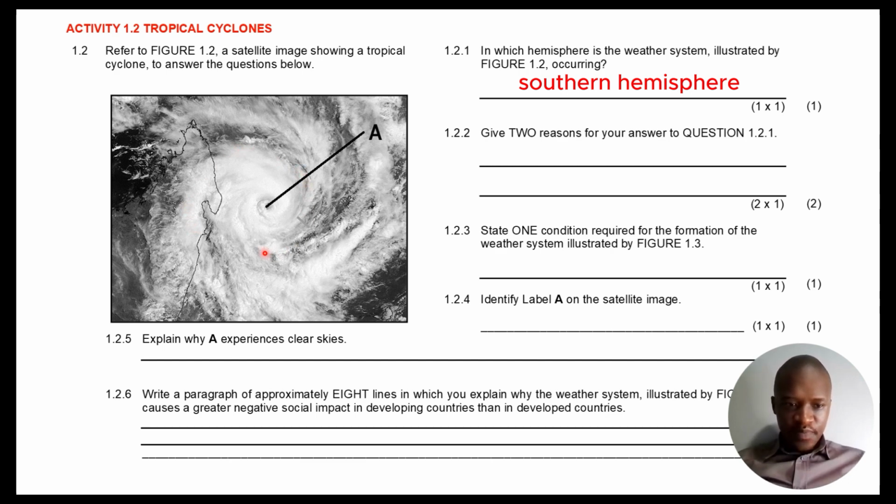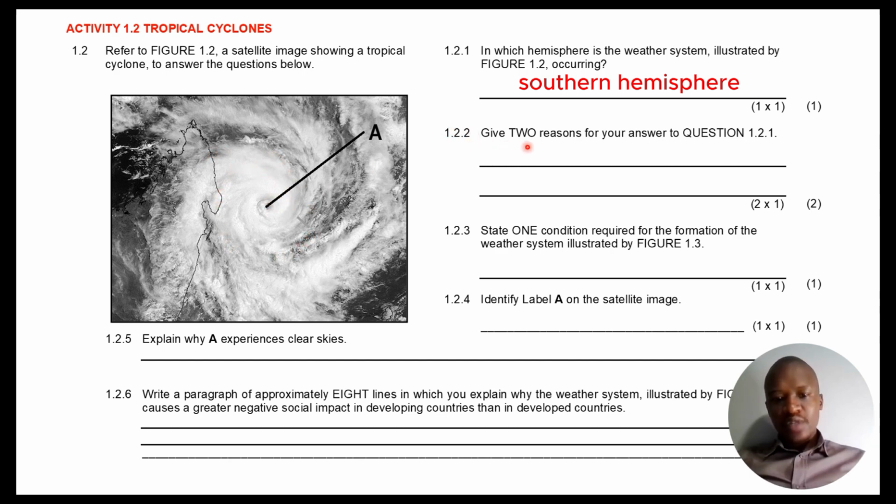Look at this. This is the air circulation. If you look at this spiral, it's going in this direction, which is clockwise. It's going according to the clock. And we know that the air circulation of a cyclone is clockwise in the southern hemisphere. So the first answer there is the southern hemisphere, because of the clockwise air circulation.